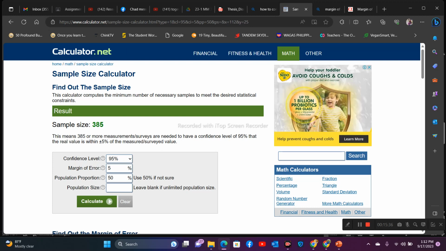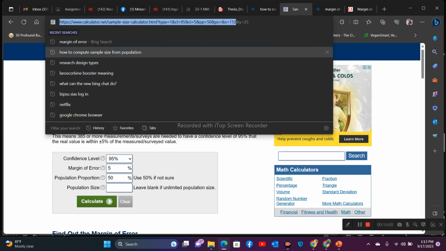So it will give you 385 participants. Okay, I'll be providing this link in the slides, and make sure to take a photo of it so you can use this link to solve your sample size. Or you may screenshot or take a photo of it on your screen. This is the calculator.net, www.calculator.net. I will also add this in the description of the video.